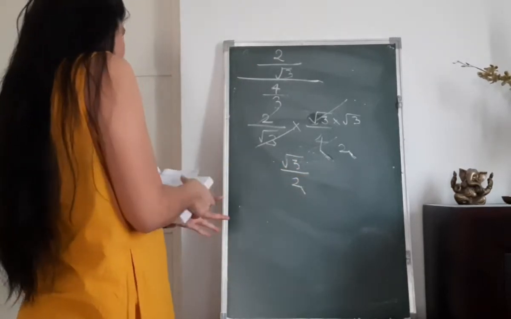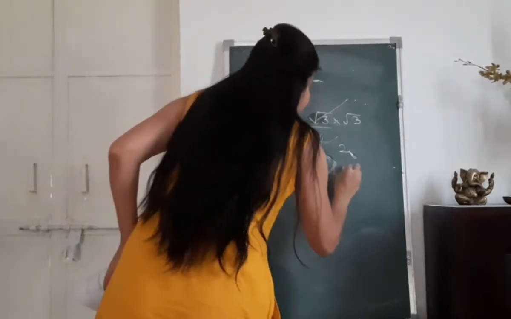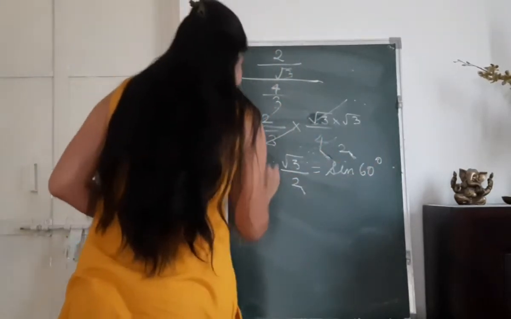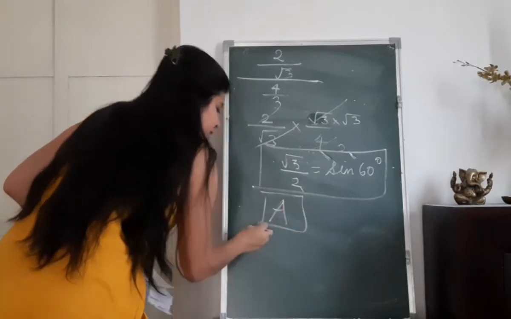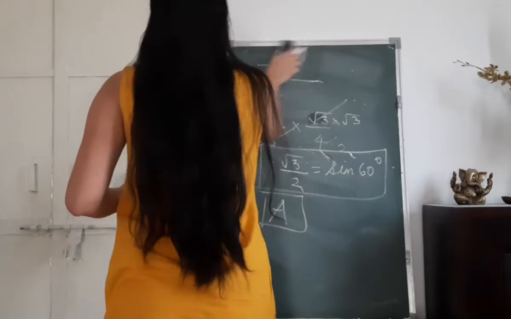Now is root 3 by 2 equal to sine 60 degree? Yes, root 3 by 2 is equal to sine 60 degree. So our answer for this question will be the first option, that is A. I hope this part is clear to you. Let's move on to the second part of this question.